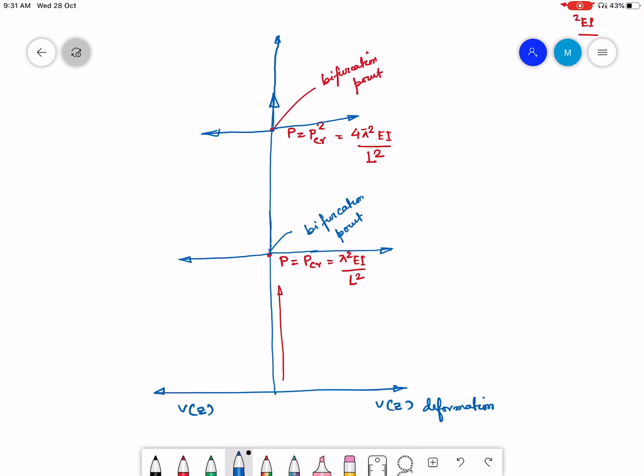Okay, so with this we will end this lecture. In the next lecture we will try to understand columns with different boundary conditions, as well as columns under other forms of loading.